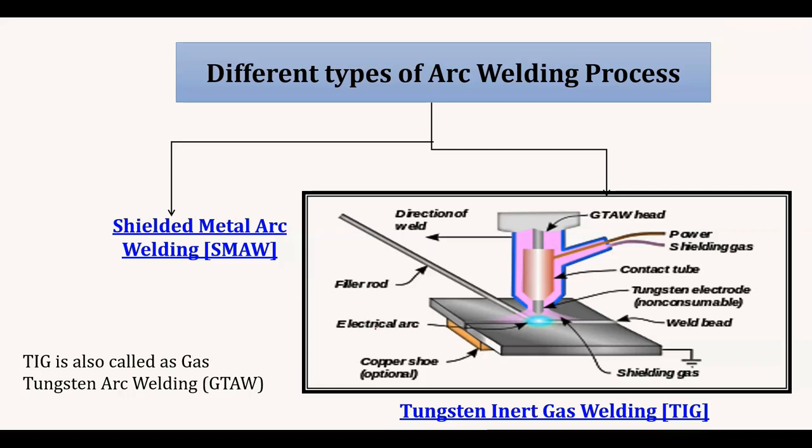This tungsten inert gas welding is also called gas tungsten arc welding. Some people get confused since it has the word gas in it, and think this might be a type of gas welding process. No, this is a type of arc welding process. So on the other hand, they call this gas tungsten arc welding.